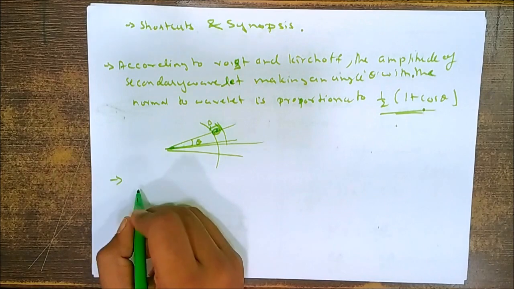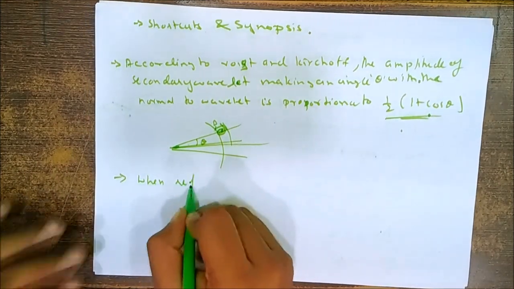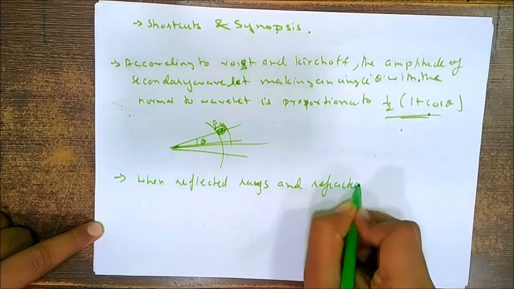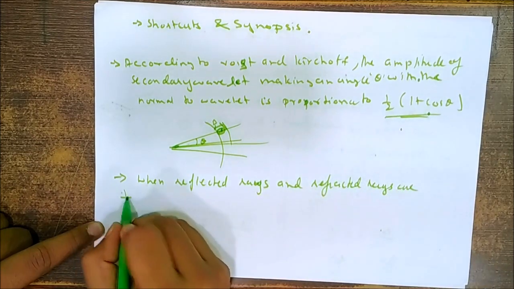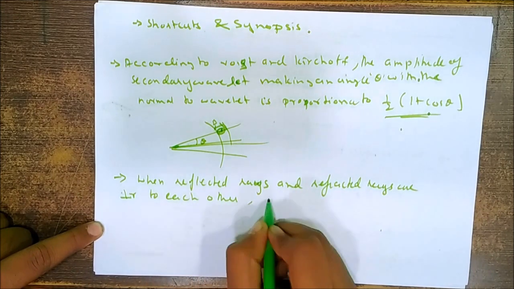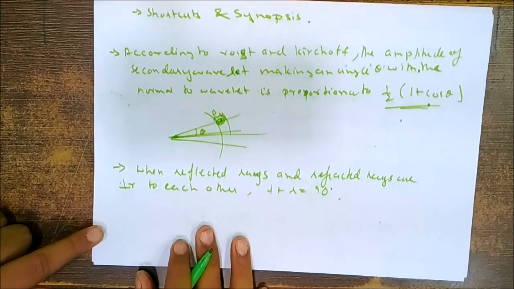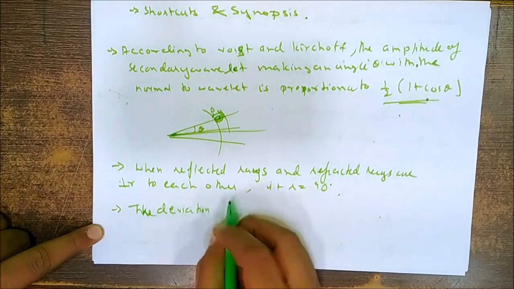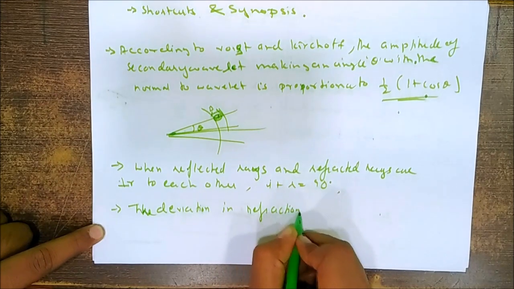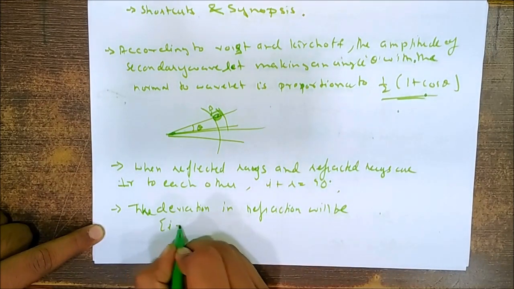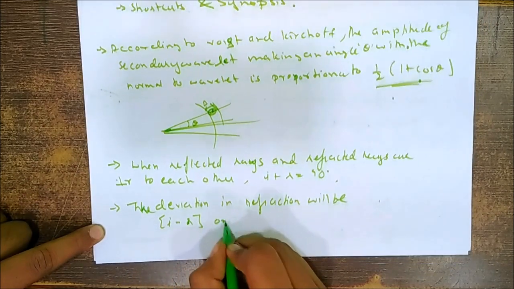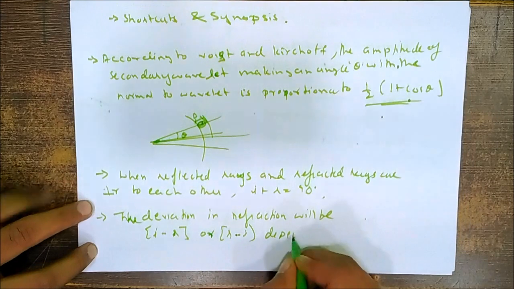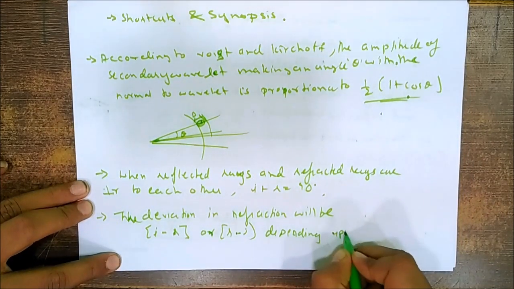Second, when the deflected rays and refracted rays are perpendicular to each other, we can say i plus r is equal to 90 degrees. The deviation in refraction will be i minus r or r minus i, depending upon which angle is greater.